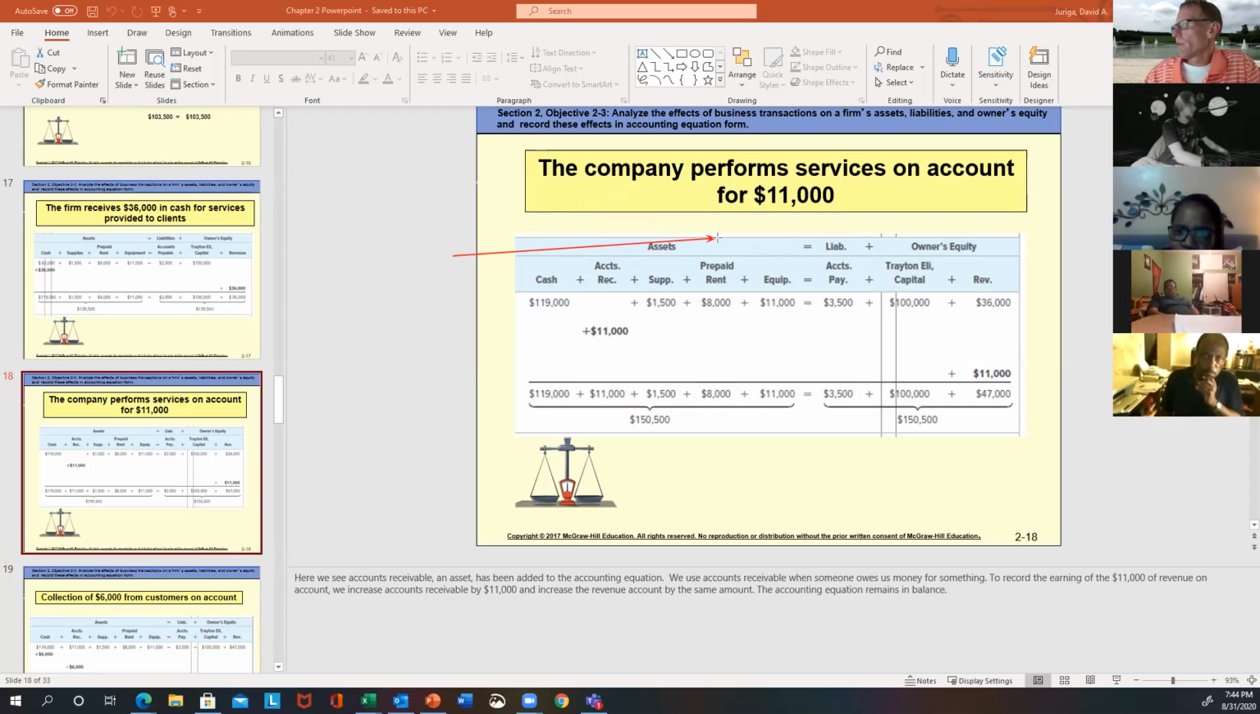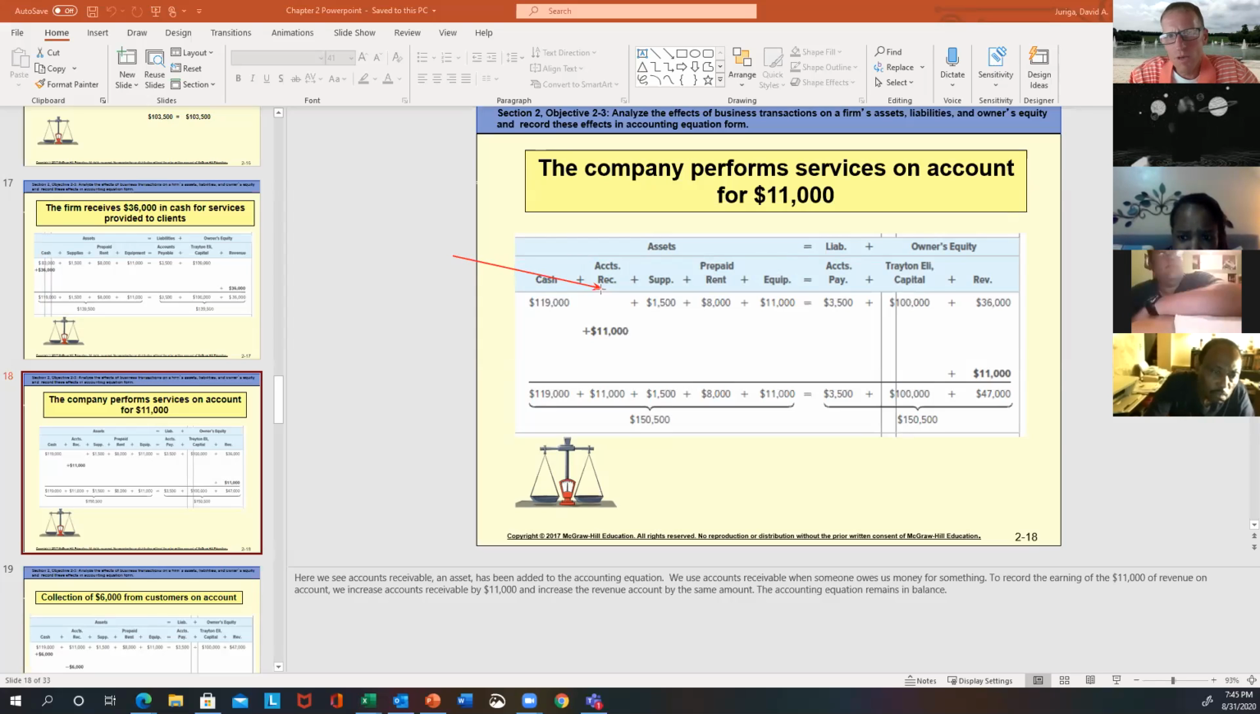Look at the equation. Notice we've got revenue of $11,000 under the revenue category, and then they're putting that $11,000 on the asset side, into an account called accounts receivable. Notice that's different than accounts payable. Accounts receivable means we're expecting money to come in. So later on, whoever owes us money will hopefully pay us.